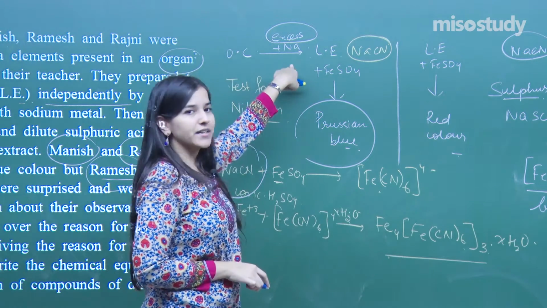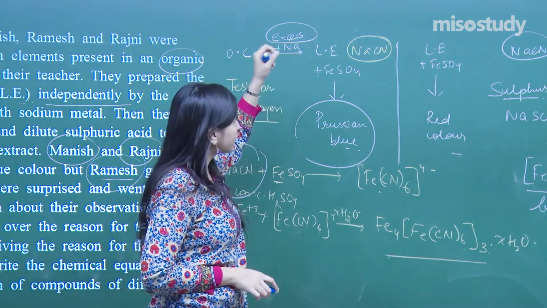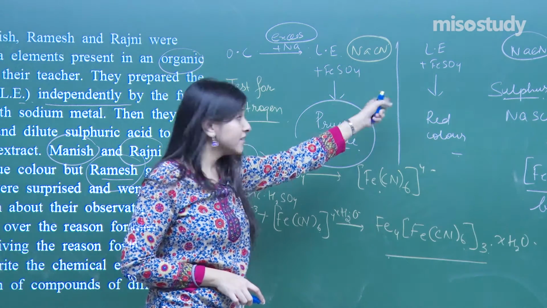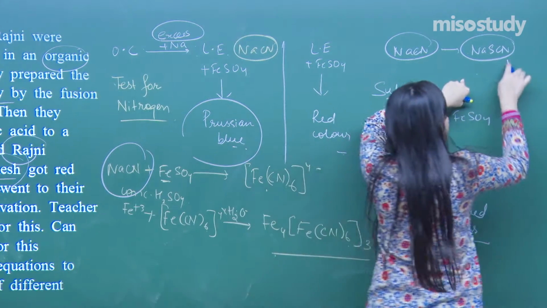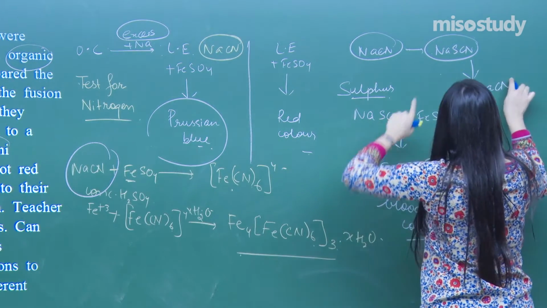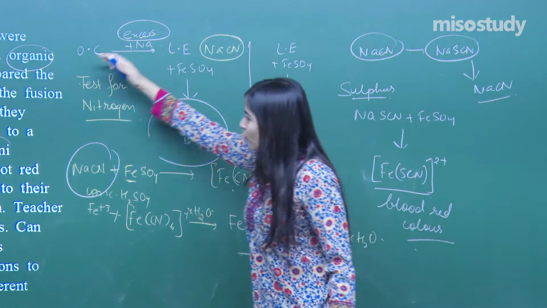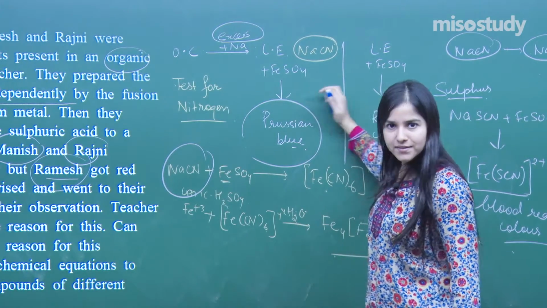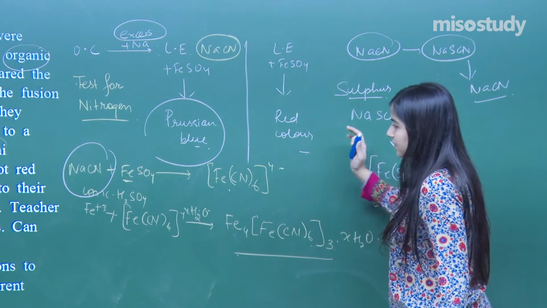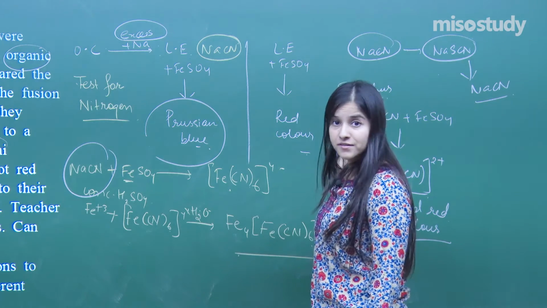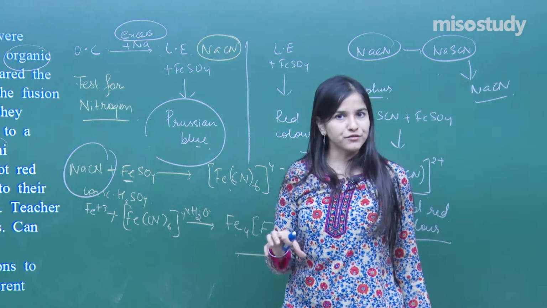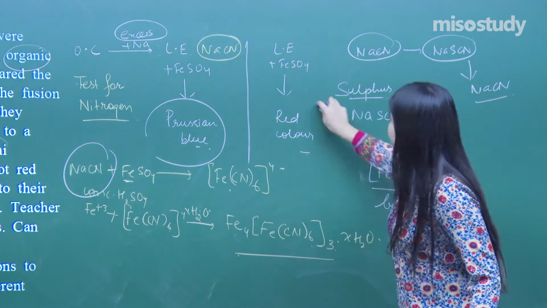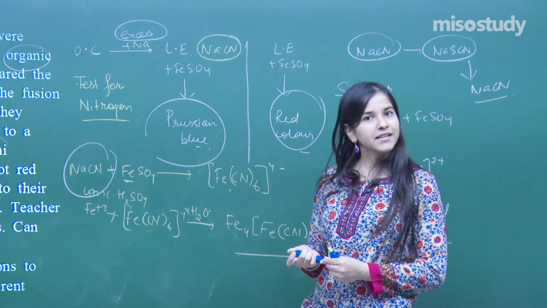In excess of sodium, sulfur gets decomposed. NaSCN, which is formed here, gets decomposed and again gives up NaCN in the mixture. And that is why one of the groups is getting blue color. The other group, that is Ramesh, has taken limited quantity of sodium for the fusion and he got the red color in this. Clear about it?